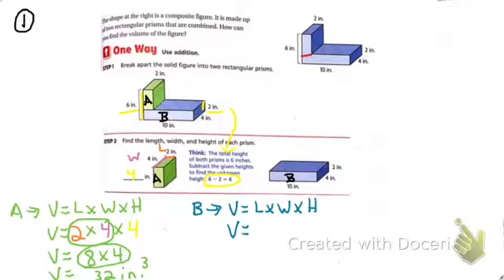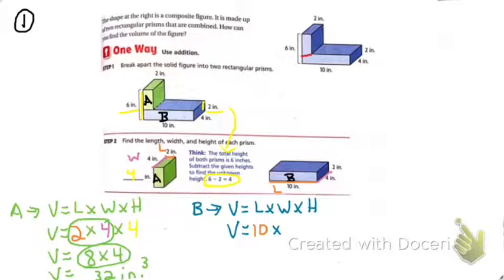Bring down my V again, and I need to look for my length. Again, remember my length is left to right. I see an orange line here, my left to right. So this is my length, which is 10 inches. I'll write down 10.